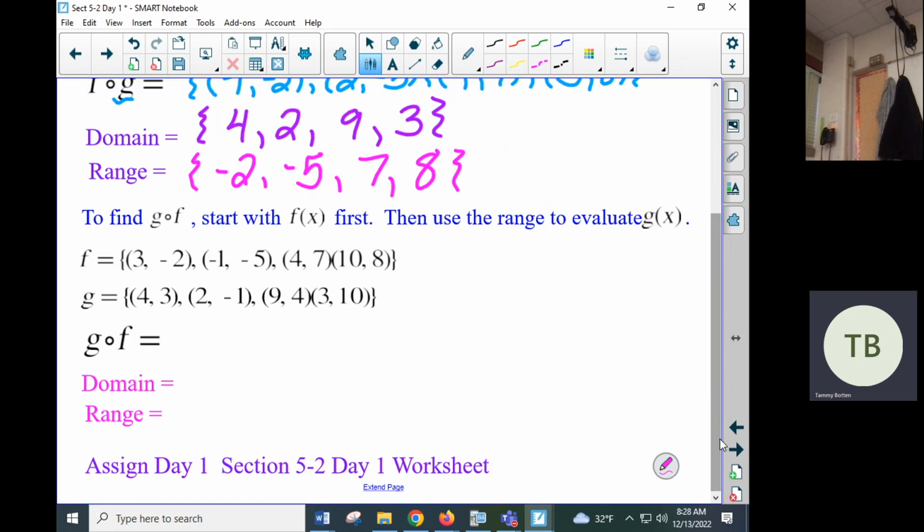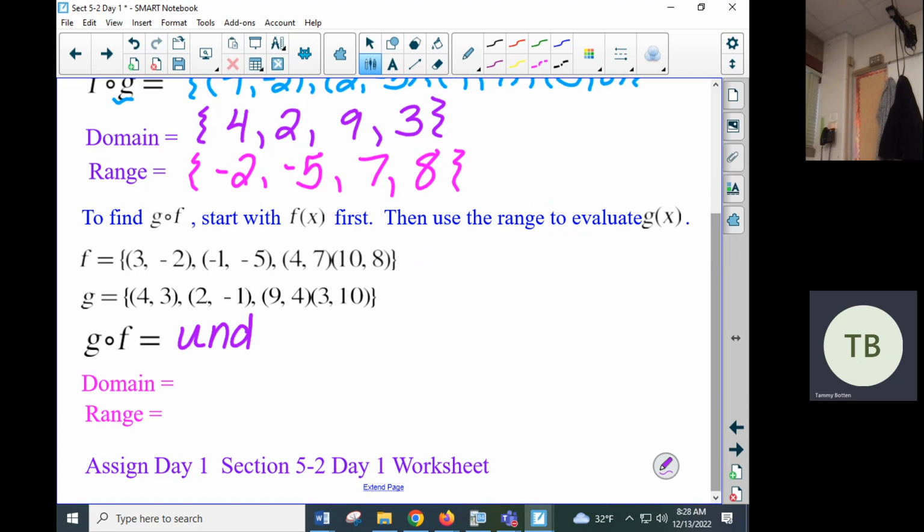Okay. Now, if we go to this last one, this is the one that's going to be different. So again, if it's G circle F, you start with F. You always start with the second one. So if I look at 3, -2, I need an X down here that's -2, and notice there isn't one. If I go -1, -5, I need a -5 down here, and there isn't one. If I go 4, 7, I need a 7, and there isn't one. If I go 10, 8, I need an 8, and there isn't one. If that happens where there's nothing, you put undefined here. So your composite function is undefined.